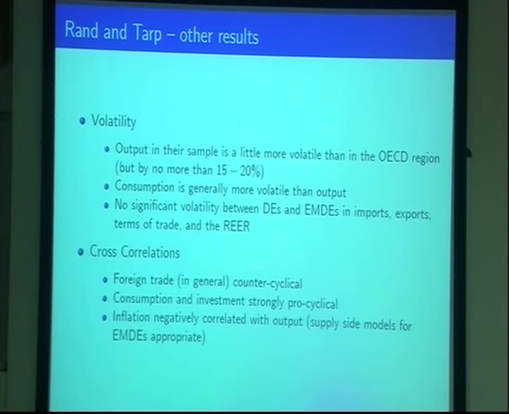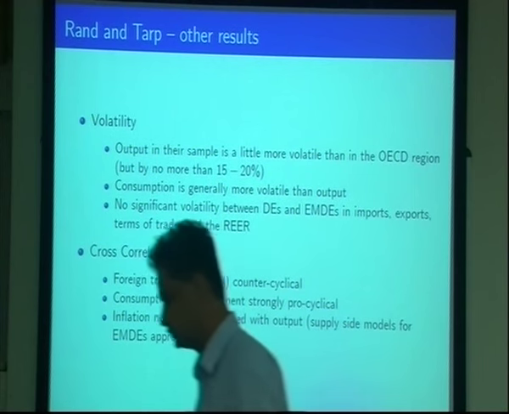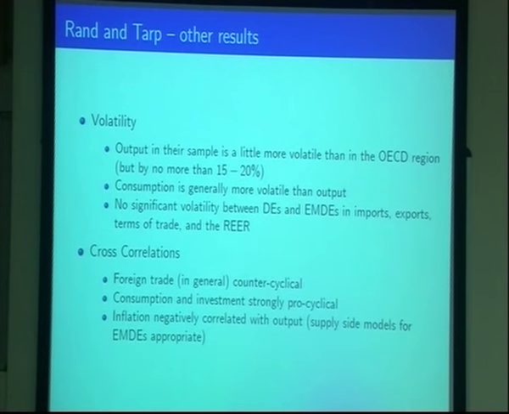Foreign trade in general is countercyclical. That's something we will pick up on. Consumption and investment are strongly pro-cyclical, and inflation is negatively correlated with output. So this is arguing that as you hit the upward supply side shock, because the price of oil goes up, for instance, output falls and inflation goes up. So you get these inverse cross correlations there.